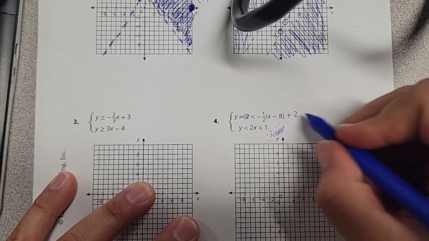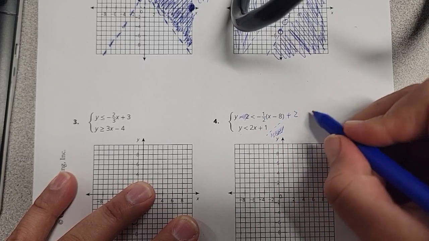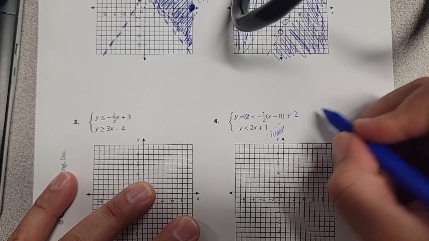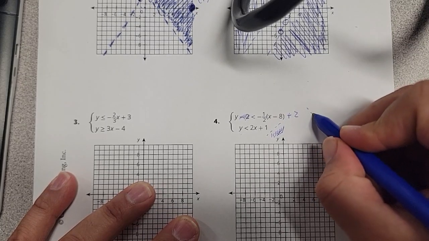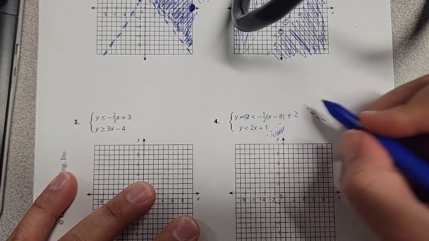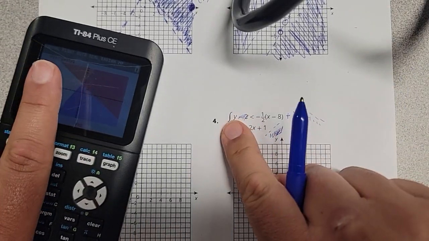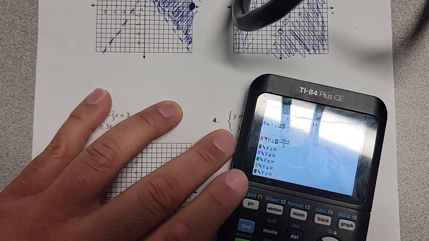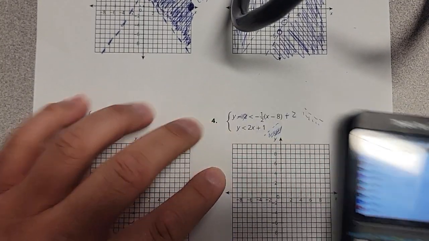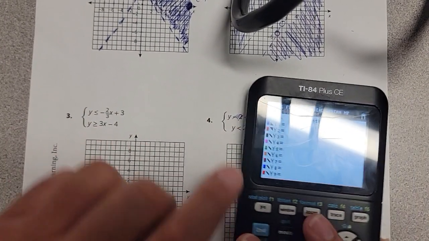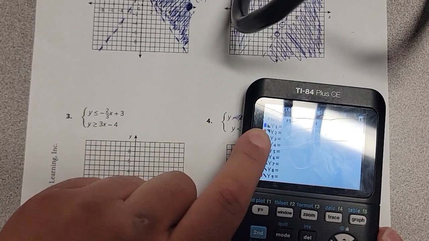Okay, good. So this is going to be a dashed line again. And I think it's going to be going this way. It's less than, so it shades below. So let's go and type it in. Remember, as long as that y is by itself, we're good to go. So let's clear it out. And they're both shaded below. So I'm going to go ahead and change my little, okay, that's shaded below, good.